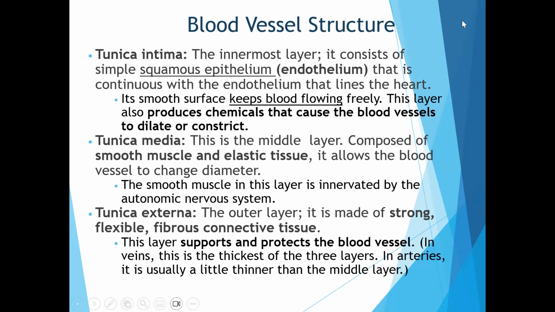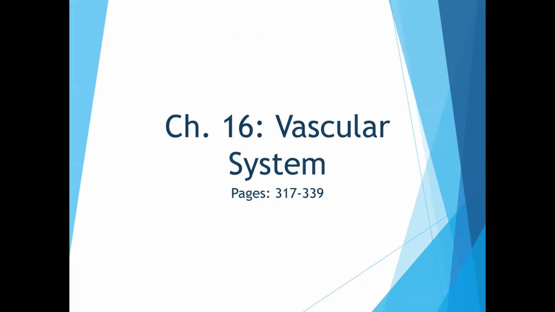The tunica intima, that is our innermost layer. So intima, so think inside. It consists of simple squamous epithelium. And so it's going to be continuous with the endothelium that lines the heart. So very smooth surface that allows for less resistance to keep the blood flowing. We'll talk a little bit about how resistance plays a role in things.